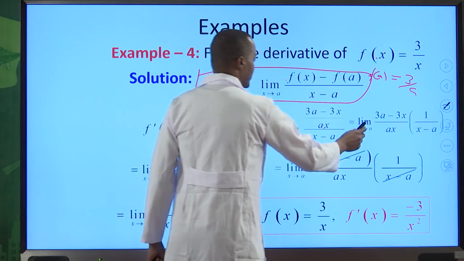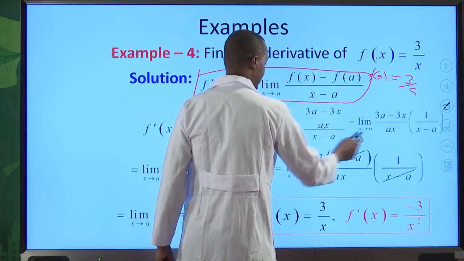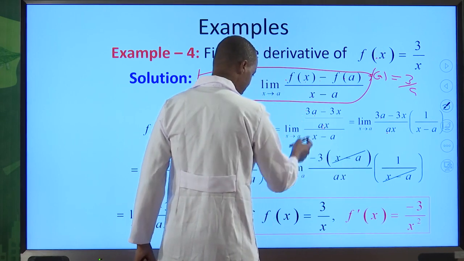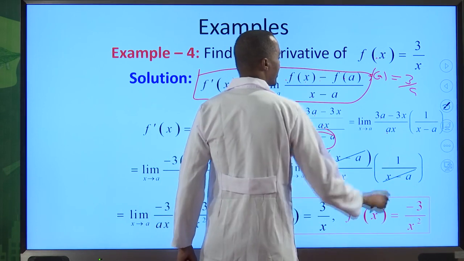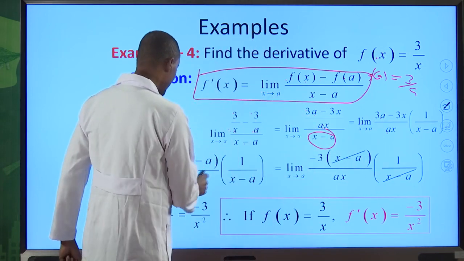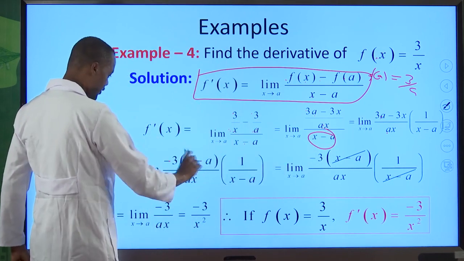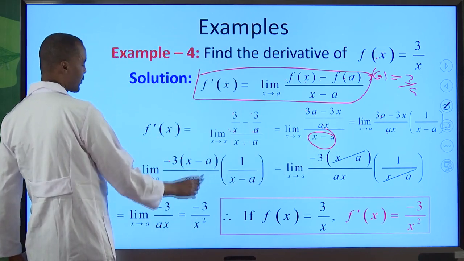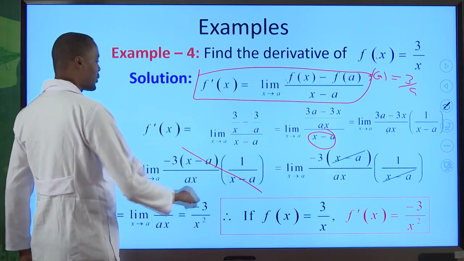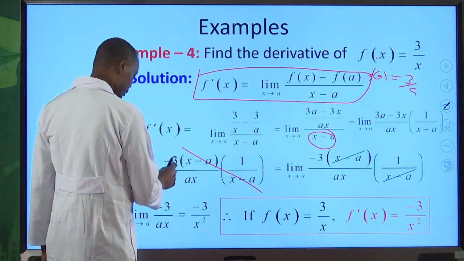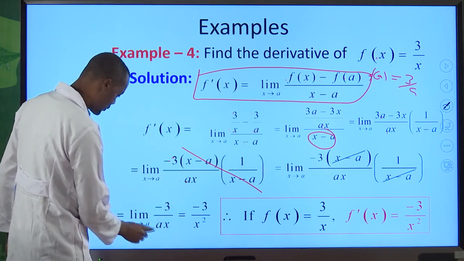Then this is the limit of 3a minus 3x divided by ax times the reciprocal of this denominator, that is 1 over x minus a. And then you can factor out minus 3 from this one, so that in the parentheses you are left with x minus a, so that this x minus a will cancel x minus a, and you are left with minus 3 over ax. That is minus 3 over ax is this one.